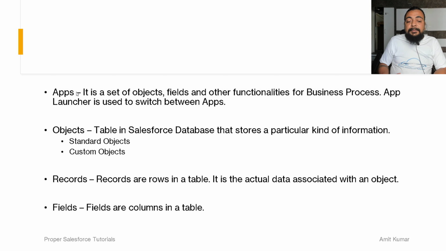The next related term is fields. If objects are a table, and records are rows in the table, then fields are nothing but columns in the table. So if I'm talking about account as an object, there can be different records in the account. Each record will show you different types of information like account name, phone number, email, annual revenue of the account and various other things. These things will be nothing but fields or columns.